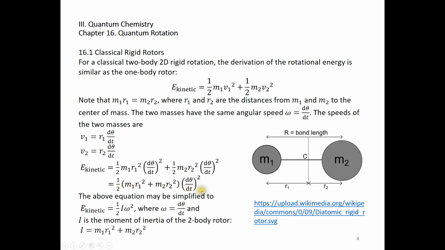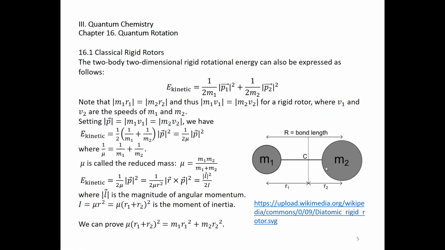This expression can also be simplified to 1/2 times I times omega squared. Omega is the angular speed, d theta over dt. I is the moment of inertia for the two-body rotor or two-particle rotor. I is simply m1 r1 squared plus m2 r2 squared. The two-body, two-dimensional rigid rotational energy can also be expressed as this.